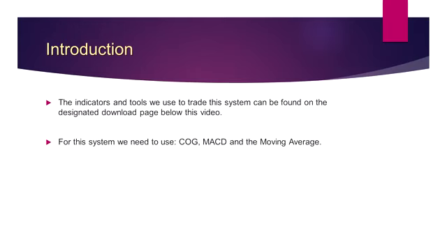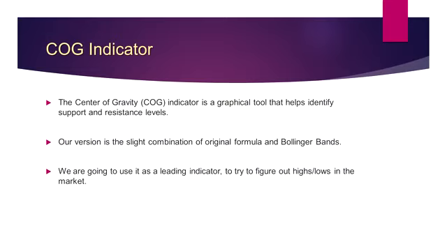The indicators and tools we use to trade this system can be found on the designated download page below this video. For this system, we need to use COG, MACD, and the moving average. COG indicator. The center of gravity indicator is a graphical tool that helps identify support and resistance levels. Our version is slightly a combination of the original formula and Bollinger Bands.